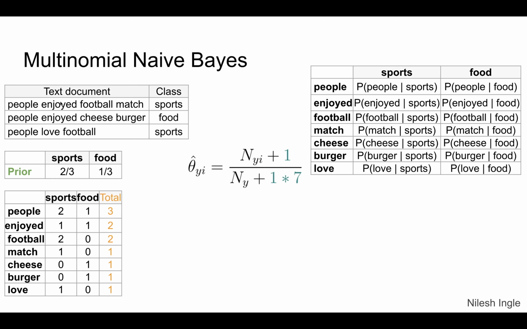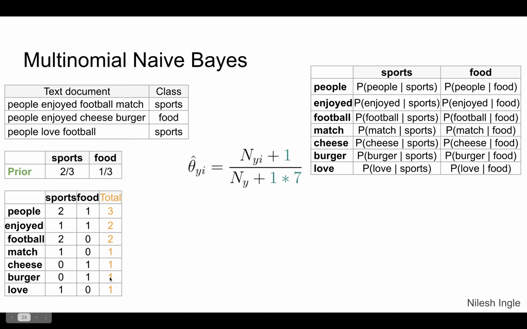Similarly, the word enjoyed occurs only once in the class sports, up in this row, and it's not there in this row. So just one value here. The enjoyed word appears once again for class food, which is the second row, and so we have one here, and therefore the total is 2, and so on for the rest of the documents. So the word burger appears only in the class food, so we have 1 here and 0 for the class sports. So the total is 1.